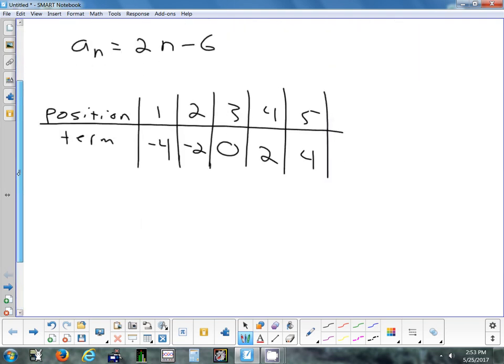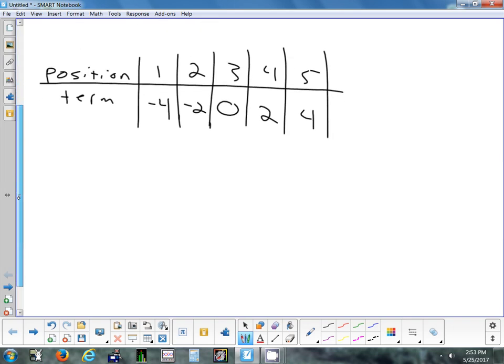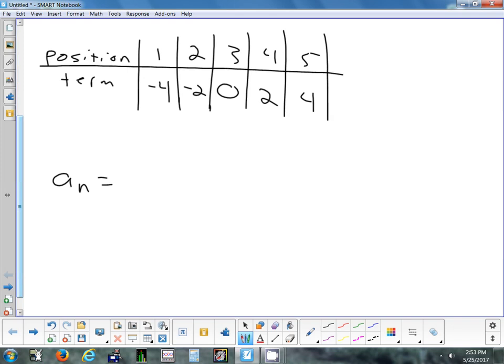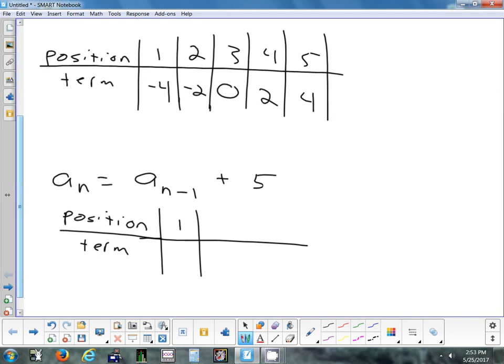Let's do the same directions, but this time I'll give you a recursive formula. A sub n equals a sub n minus 1 plus 5. Now, do you remember the extra thing that I have to tell you if it's recursive? So this says to take the term before the one you want and add 5. So I've got to tell you where to start. So the first one, I'll just give you. Okay, so first term, we could just pick 3.